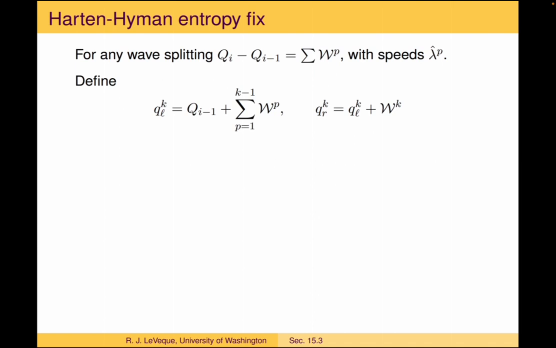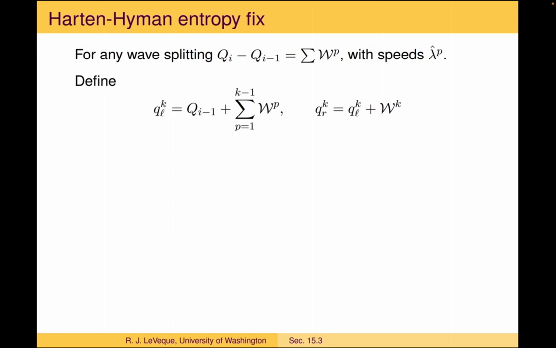So let me finally briefly mention how one approach to an entropy fix works if you're using, say, the full Roe solver. But this could be applied to any method that splits up the jump in Q into some set of waves propagating with some speeds, lambda p hat. The idea is that for each of the families, or at least the families that we think might have a transonic rarefaction wave depending on the data, and for something like gas dynamics, we know the 2-wave is always a contact discontinuity, so we don't have to worry about that one. But for the 1-wave and the 3-wave, we might do something similar.